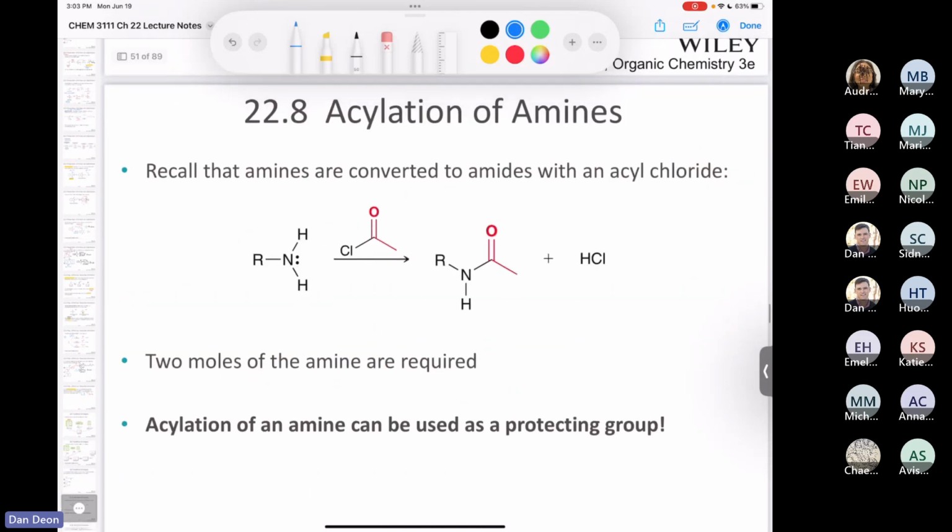And then after that, we're going to talk about acylations. And I know this is a reaction that you know very well because we covered this reaction in chapter 20. We talked about taking an acid chloride and reacting it with an amine. Everybody remembers that. And so we're going to talk about why you would acylate an amine and what it's useful for. It actually is useful as a protecting group. So we're going to add that to our list of protecting groups that we've learned in Chemistry 3111.